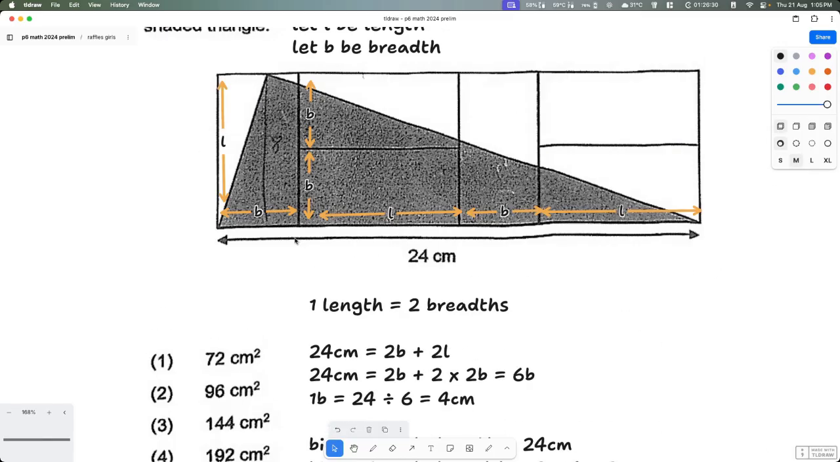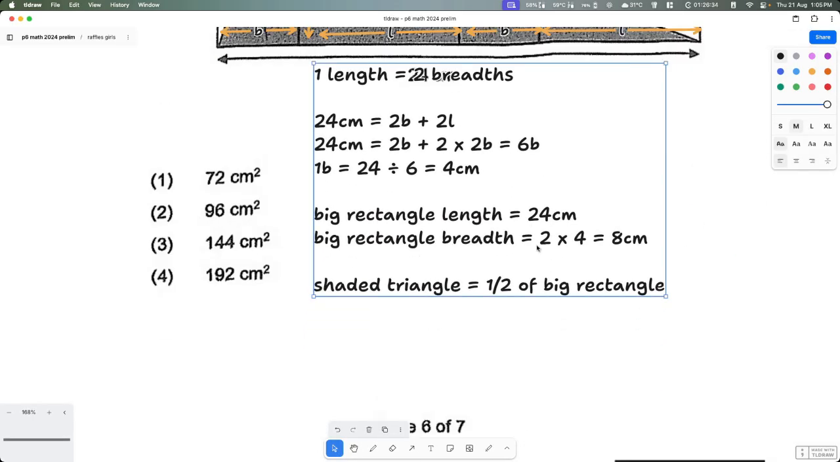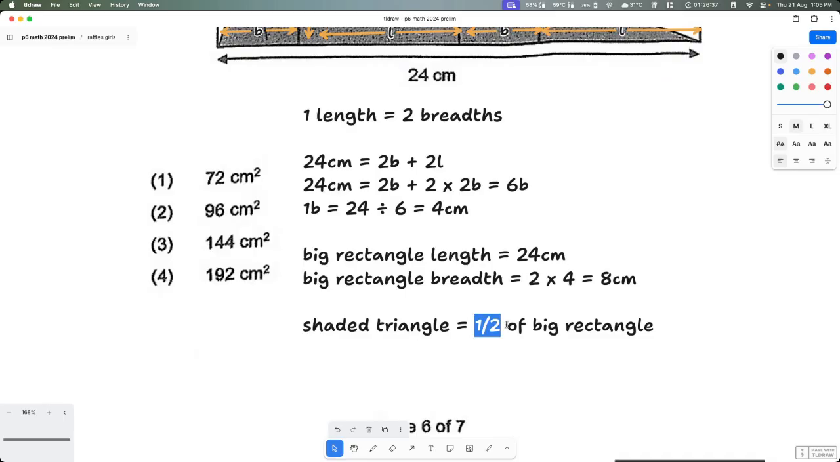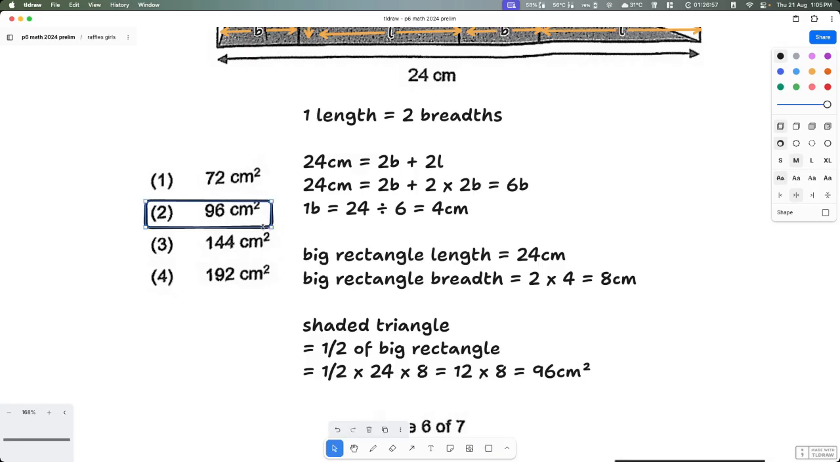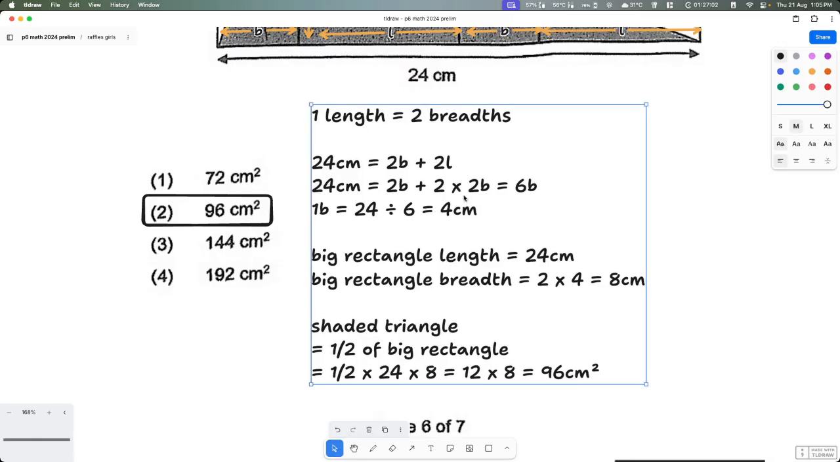So the triangle is basically base times height. The shaded triangle is half of the big rectangle, which is half times 24 times 8. So we can have 12 times 8, which is 96 centimeter square. There you go, that's the answer: 96 centimeter square. All right, let's move to the next question.